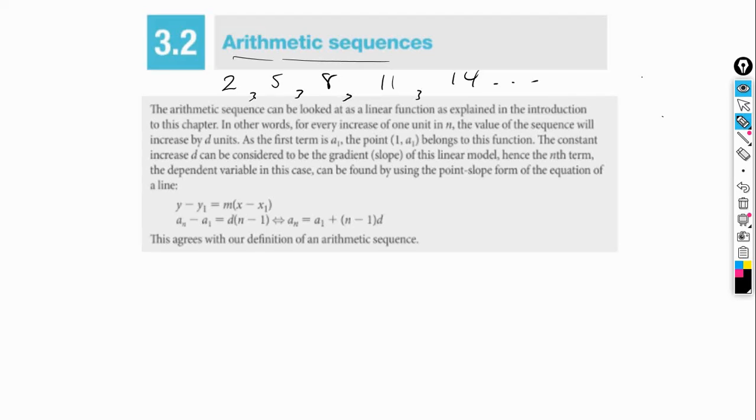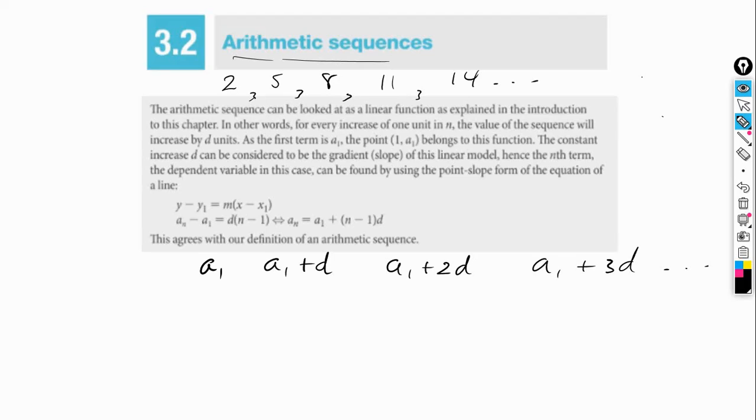So how can we generalize this? Well, let's suppose that the first term in general is a sub 1. So that would be our first term, and we have a common difference of d. So what would be the next term? Well, the next term would be a1 plus d. What would be the term after that? Well, it would be a1 plus 2d. And the next one would be a1 plus 3d, and so forth.